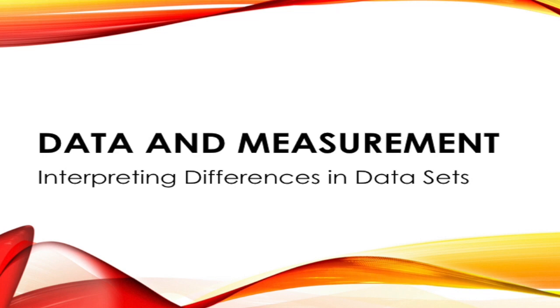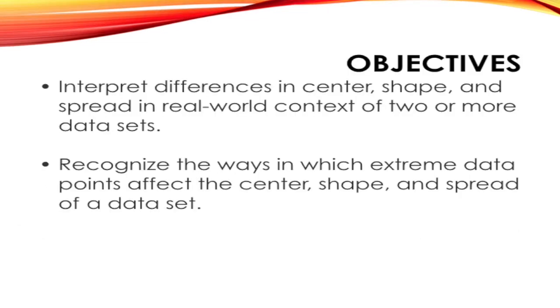Welcome back. Today we're going to be looking at interpreting differences in data sets. Last lesson we looked at distribution, we looked at box plots, and we also in 201 discussed the central tendency values. We're going to use those today to be able to interpret differences in center, shape, and spread in a real-world scenario. We're also going to be looking at outliers, which are extreme data points. And we're going to find out how those change your center, your shape, and your spread.